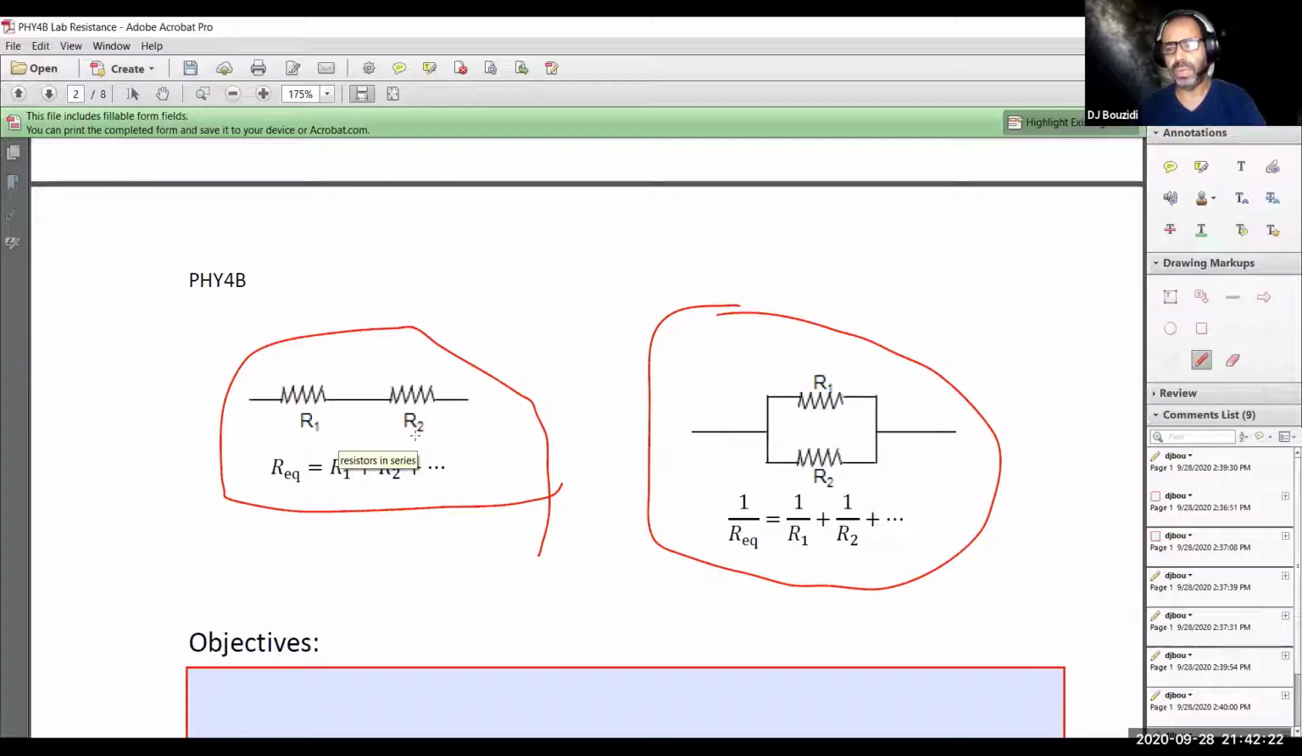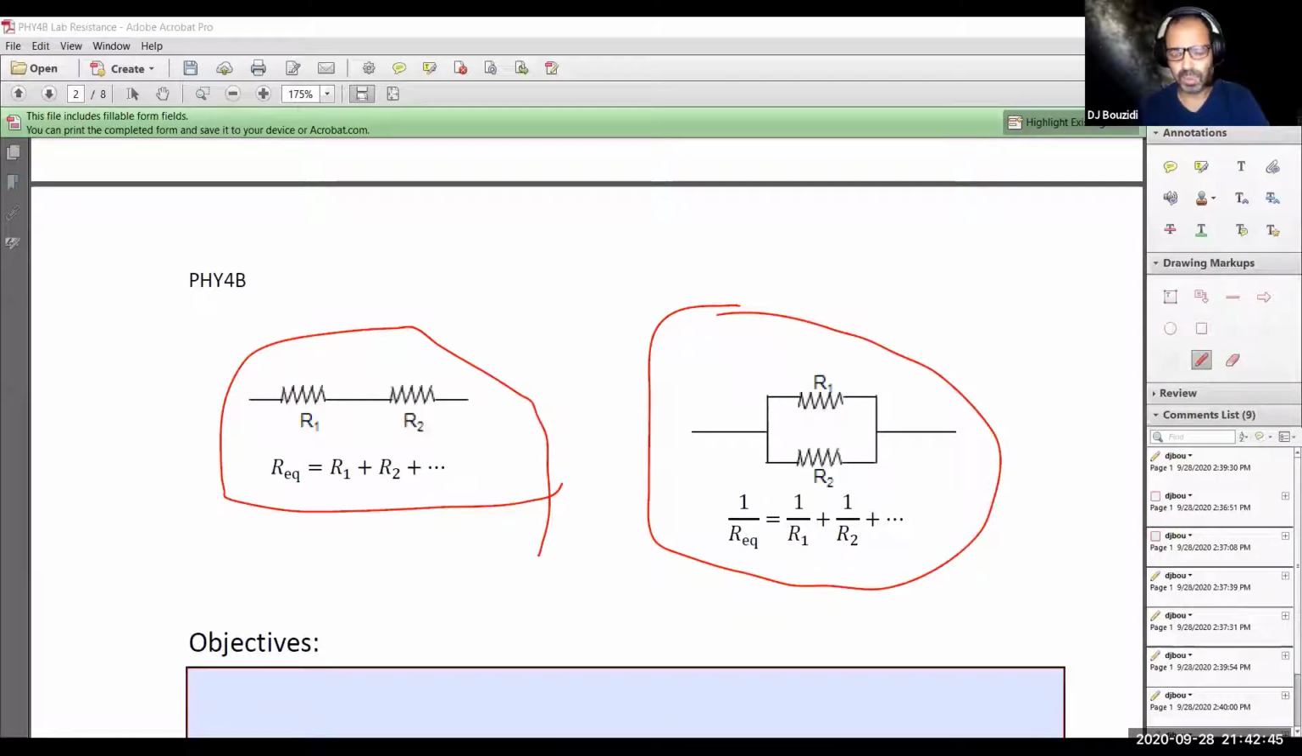For resistors in series, the equivalent resistance is R1 plus R2 plus R3 and so on and so forth. So if you have a 10 ohm, a 5 ohm, and a 7 ohm, when you combine them together, it's going to be 22 ohms in series. When you put them in parallel, it's going to be an expression that involves a little bit of calculation. So that's why I'm putting my calculator in here.